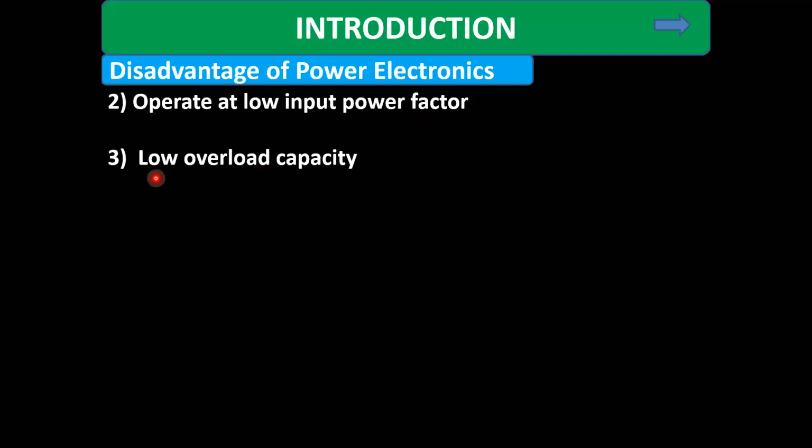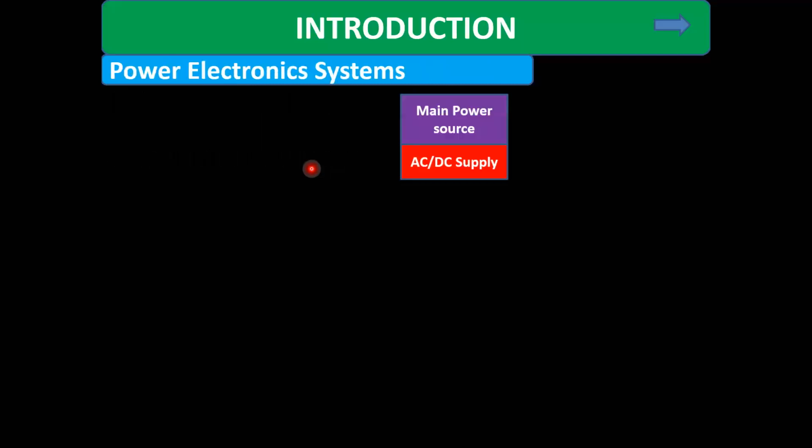It also has low overload capacity due to the harmonics. As there are n number of harmonics, to minimize the harmonics we are using LC tuned circuits and different switching mechanisms. And therefore, through these switches, we may not be able to load or overload to 100% capacity. So these are all the disadvantages of power electronic circuits.